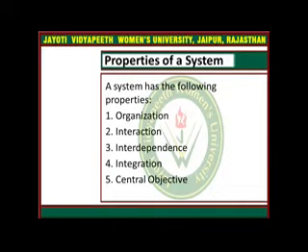Now the next is properties of a system. A system has the following properties. First, organization. Organization implies a structure and order. It is the arrangement of components that helps to achieve predetermined objectives. Second is interaction. It is defined by the manner in which the components operate with each other. For example, in an organization, the purchasing department must interact with the production department and payroll with the personnel department.